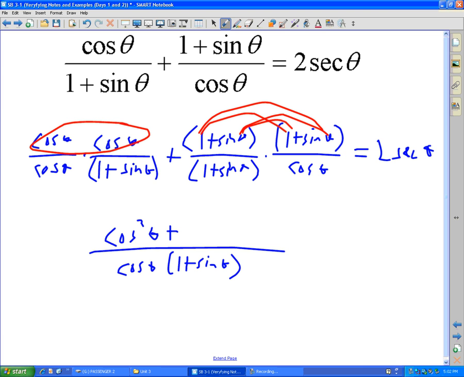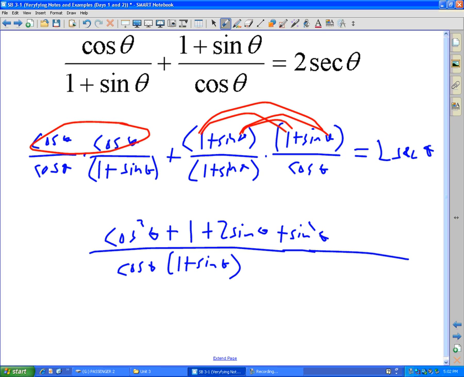So if you're into the Algebra 1 acronym of FOIL, that would work for you. I'm just going to do it here in my mind. 1 times 1 is 1. I'm going to get a 1 times sine and another 1 times sine, so I'm going to get 2 sines. And finally, I'm going to get a sine times sine, which is sine squared.